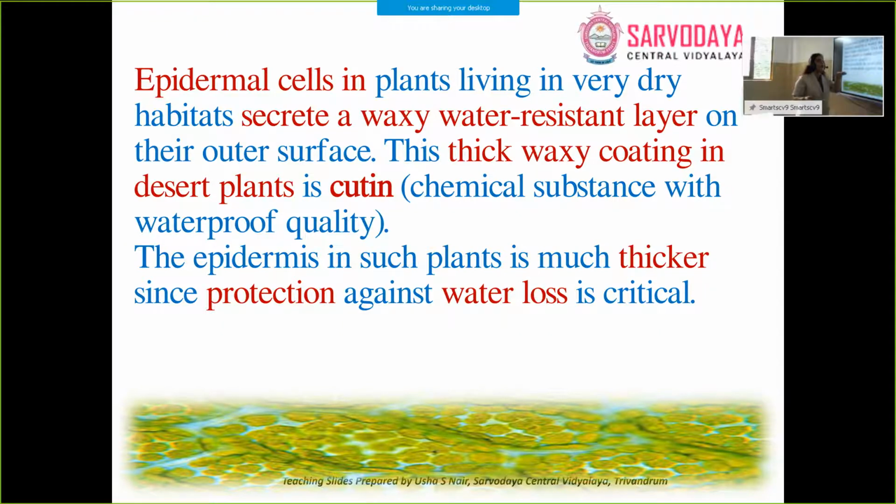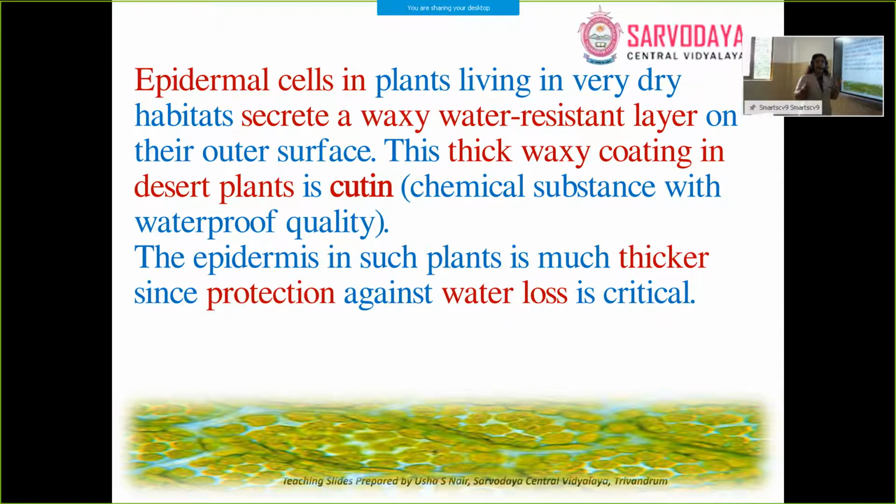You can just write it down, or later when you go through this video again, you can note it down, or you can note it down now. Cutin. Cutin is a chemical substance which is seen as a thick, waxy, water-resistant layer in plants such as desert plants.